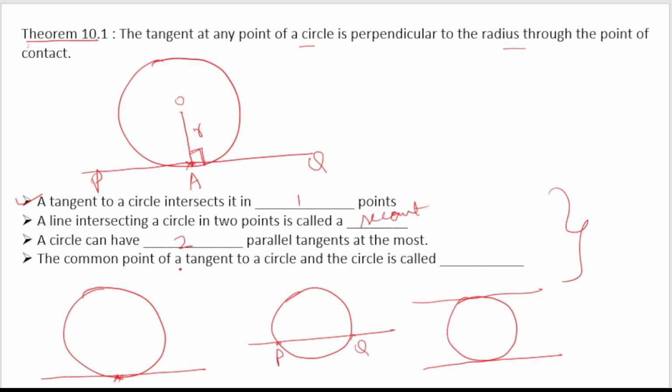Next one, the common point of a tangent to a circle and the circle is called what? See, this is the common point of the tangent to the circle and the circle. This is the point of contact. That means at this point, the tangent and the circle are meeting.